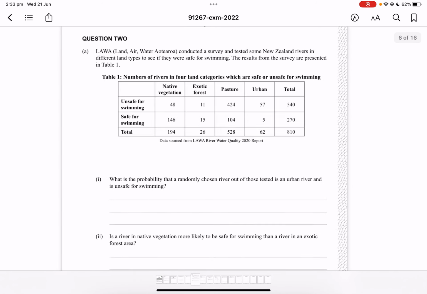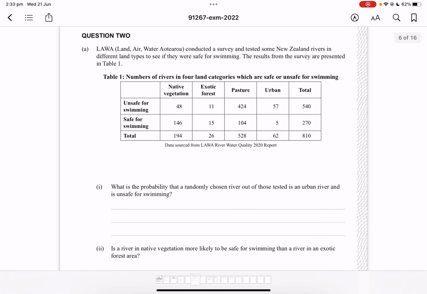Okay, so question 2. LAWA conducted a survey and tested some New Zealand rivers in different land types to see if they were safe for swimming. The results from the survey are presented in table 1. Okay, so that's our data.